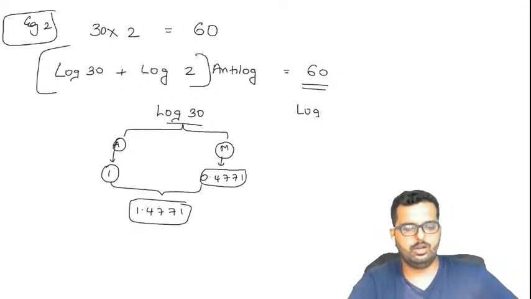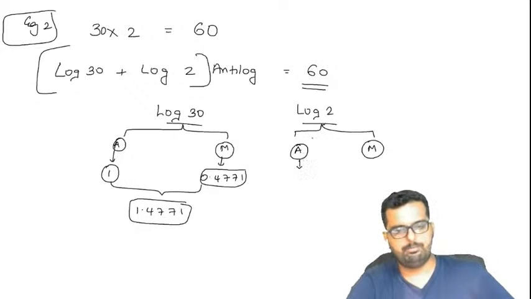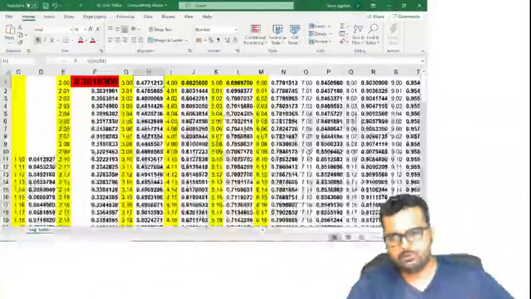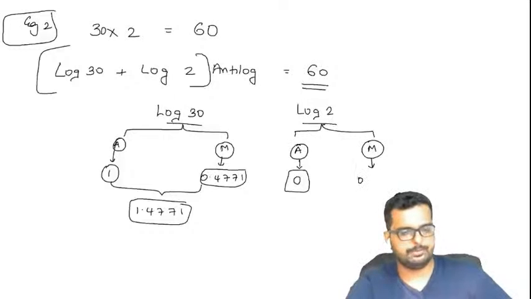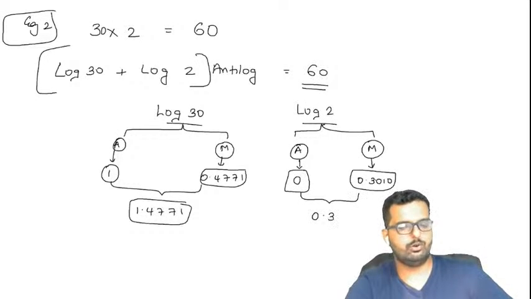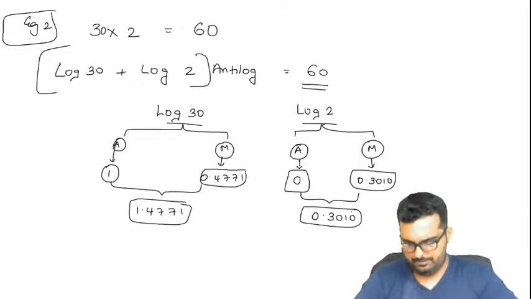1.4771. Similarly, logarithm 2 will also have two parts, characteristic and what is the second one? Mantissa. Based on number of digits, only one digit is there, so the characteristic value will be how much now? 0. Mantissa will be, for 2 the corresponding value is 0.3010. So what is the total value you get over here? 0.3010. Can you write down till here in your books now?